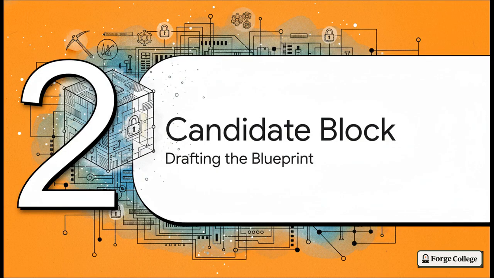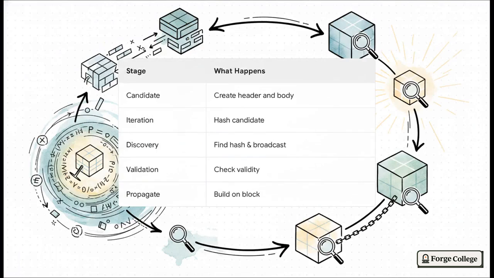Moving on to section 2, building a candidate block, which is basically drafting the blueprint. Before anything becomes permanent on the chain, a miner has to draft what's called a candidate block. And this specification sheet maps out the exact 5-stage loop that every single miner on the network is constantly repeating. First up, candidate construction. They grab unconfirmed transactions to build the block. Second, nonce iteration. They change mutable fields and hash the candidate to try and solve the puzzle. Third, block discovery. If they get lucky, they find a hash below the target and broadcast it. Fourth, validation, where peers check the proof of work and validity. And finally, propagation, where miners accept it and start building the next one. It is a relentless, continuous loop.